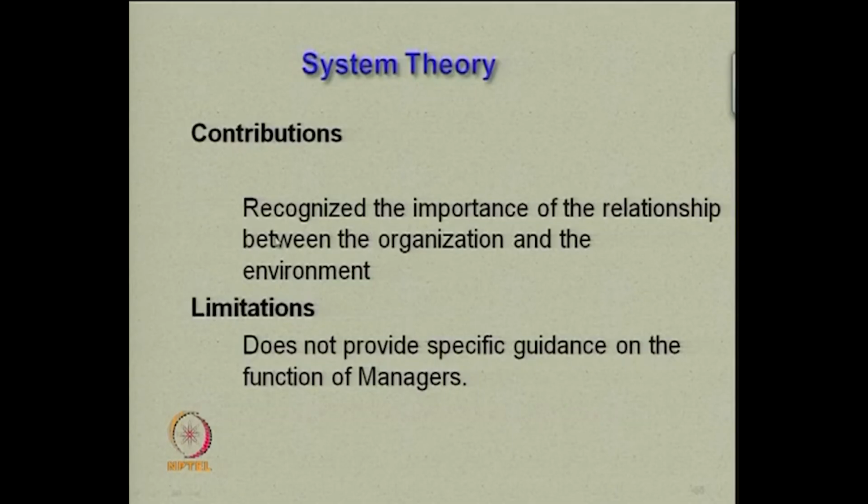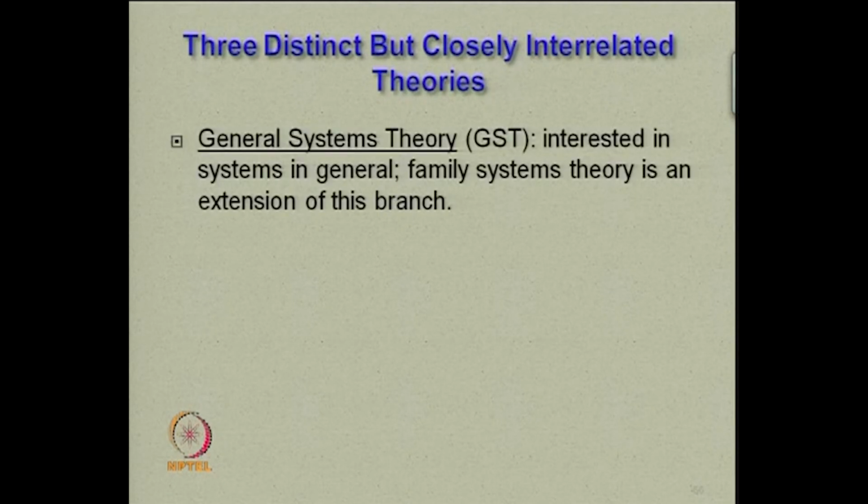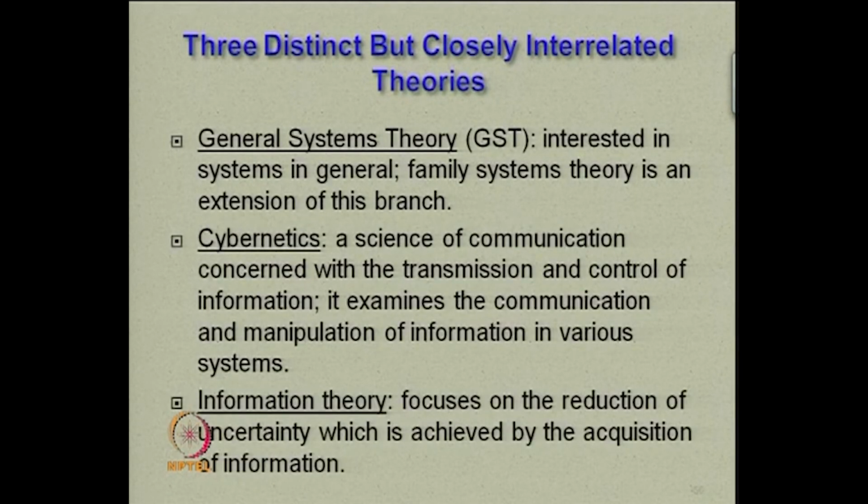Let us not forget the topic which we are on. So, what is the contribution of systems theory? It recognizes the importance of the relationship between organization and environment, and the limitation is that it does not provide specific guidance in the functioning of the managers. For our purposes, that is all that needs to be said. Three distinct but closely related theories are general systems theory, cybernetics, and information theory. General systems theory is interested in systems in general, and family systems theory is an extension of this branch. Cybernetics is a science of communication concerned with transmission and control of information. It examines the communication and manipulation of information in various systems, and information theory focuses on reduction of uncertainty, which is achieved by acquisition of information.